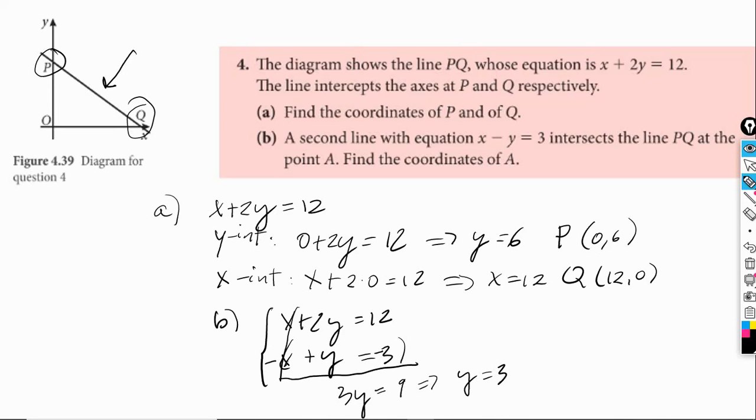So let's do it in the second one. Notice that we had x minus y is equal to 3. So then let's plug in y here. So we got x minus 3 is equal to 3. Therefore, x equals 6, right? So that means that point A is going to be (6, 3).